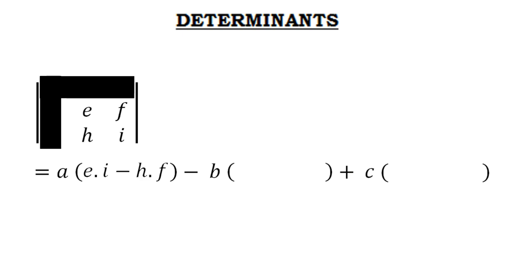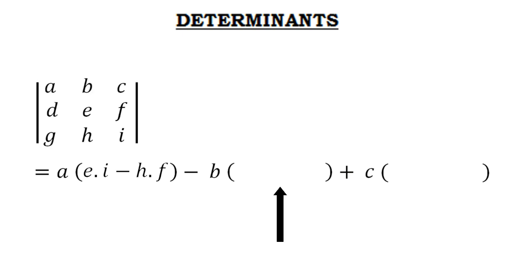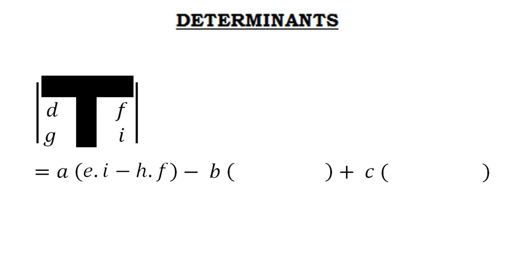To find out the value inside the second bracket, we take a look at the second number of the given determinant. This number is a part of this row and this column. If we cancel this row and this column, we end up getting a 2 by 2 determinant containing D, F, G and I. So according to formula, the value of this 2 by 2 determinant will be D times I minus G times F.